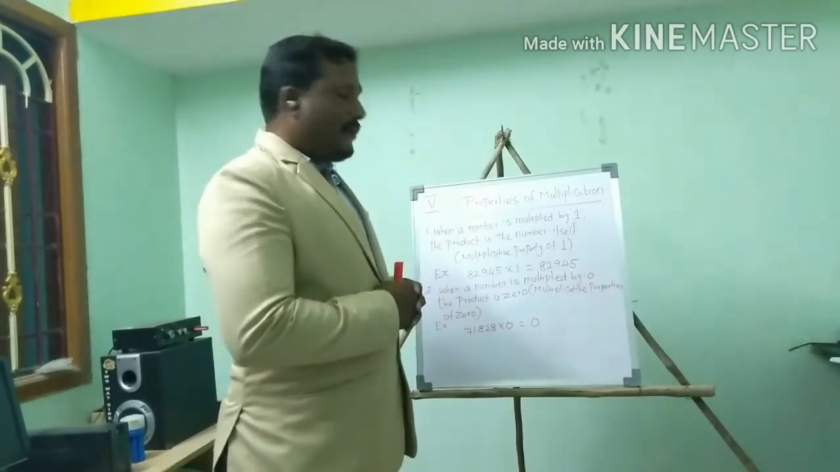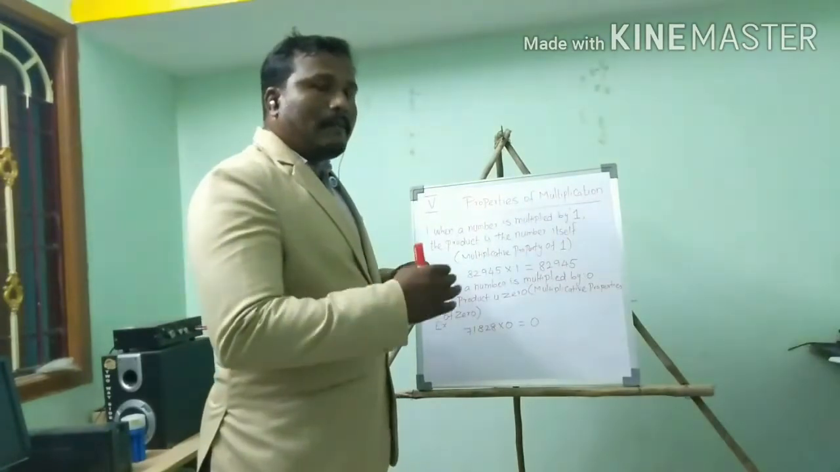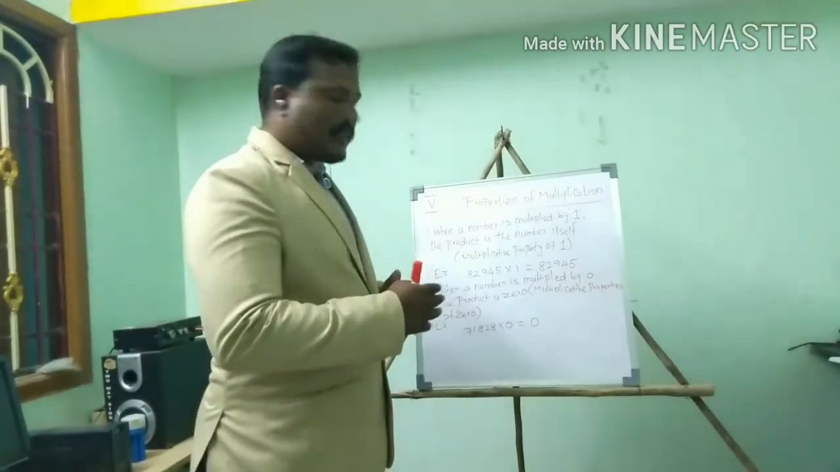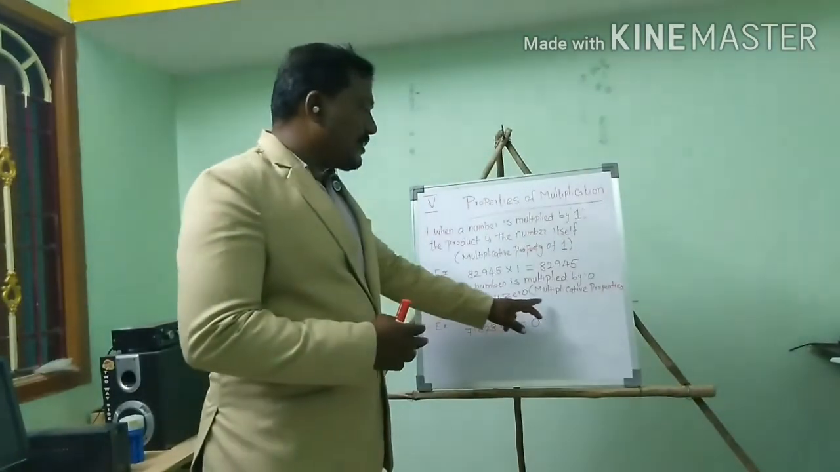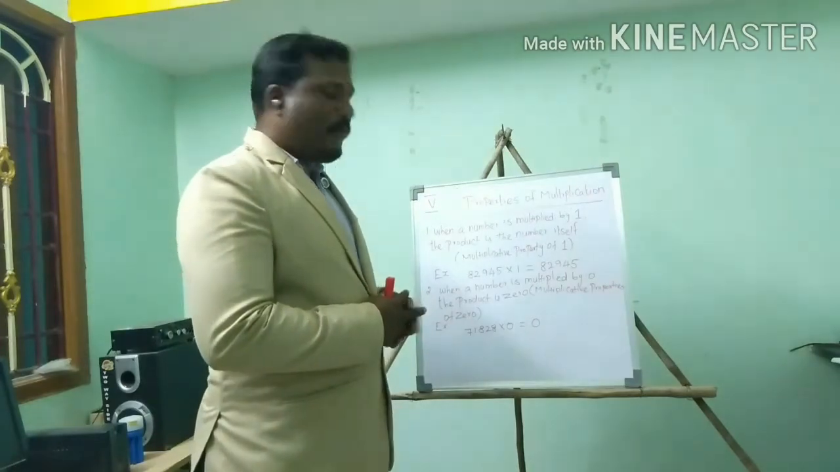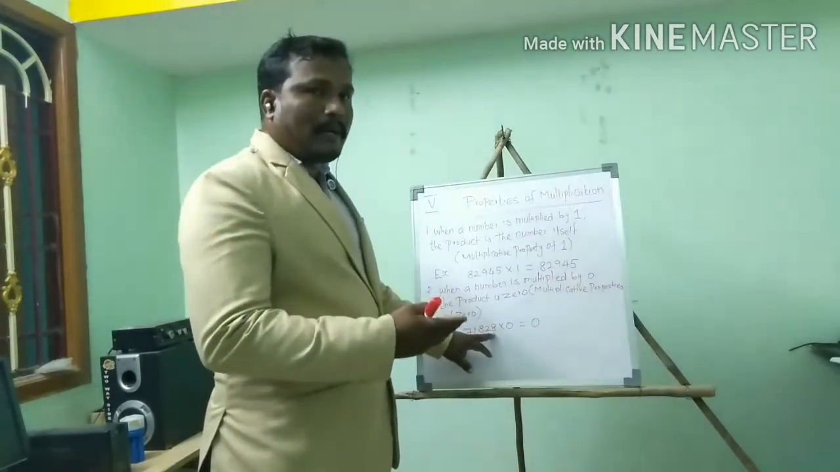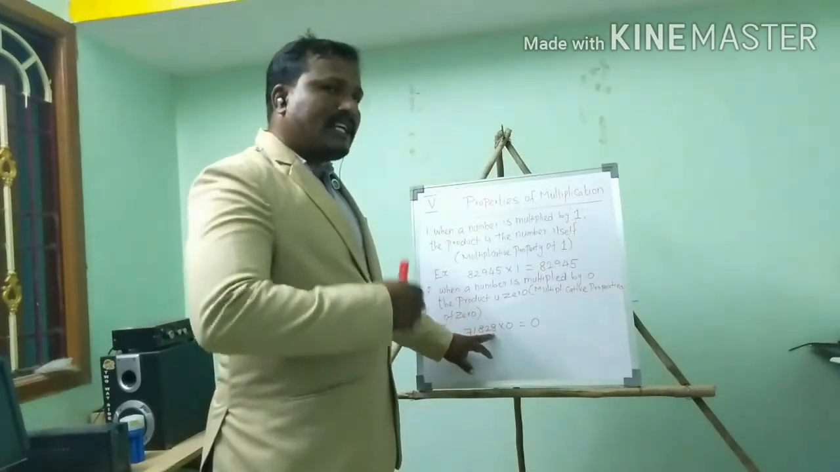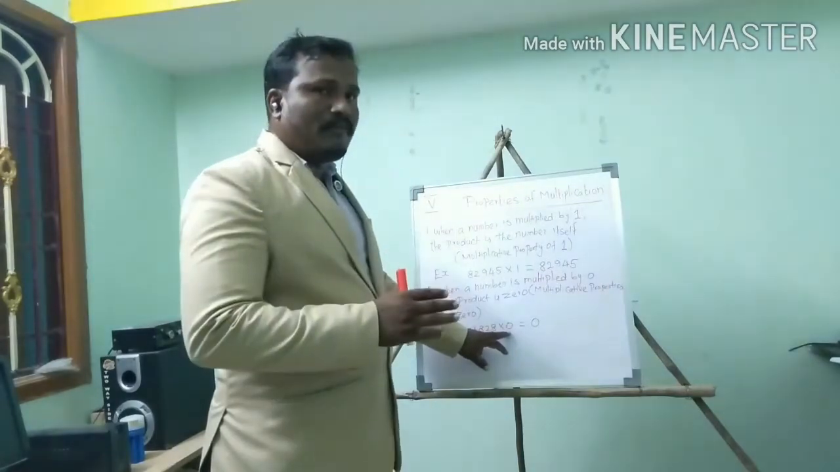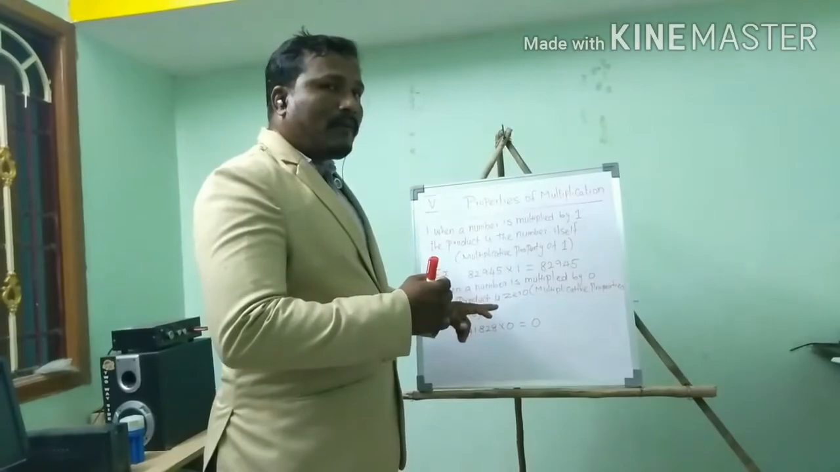Second property: when a number is multiplied by 0, the product is 0. The name is the multiplicative property of 0. Example: 71828. I have taken this number, but you can take any number; if you multiply by 0, the result is 0. So these two properties are important. The remaining properties we will see one by one.